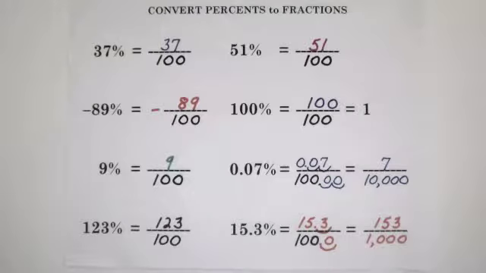Now let's look at some examples that have decimals. I write exactly what I see in front of the percentage sign as my numerator. I represent the percentage sign as 100 in the denominator. The problem is I cannot leave decimal points in fractions. So I need to get rid of this decimal point. And the way I do that is by moving it to the right 2 spaces behind the 7.